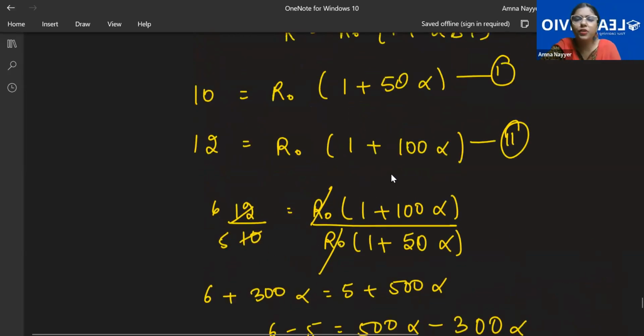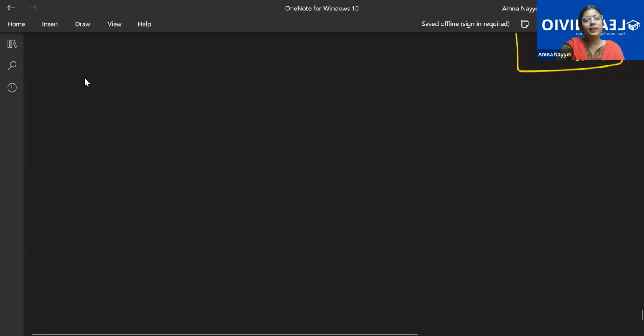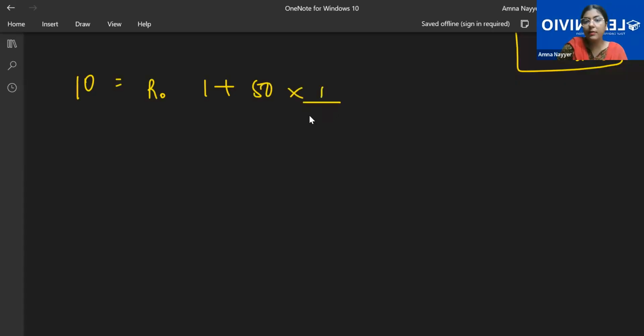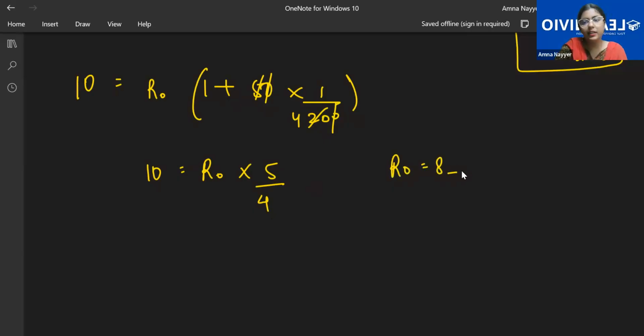Now, once you know the value of alpha, you put it in any of the equations to get the value of the resistance. Okay, let's put it in the first equation. This will be 10 is equal to R naught (1 plus 50 into 1 by 200). Instead of alpha, I'm putting the value. So 50 by 200 becomes 1 by 4. 1 plus 1 by 4. So 10 is equal to R naught into 4 plus 1, 5 by 4. Yes, this is equal to 5 by 4. So R naught is equal to 8 ohm.